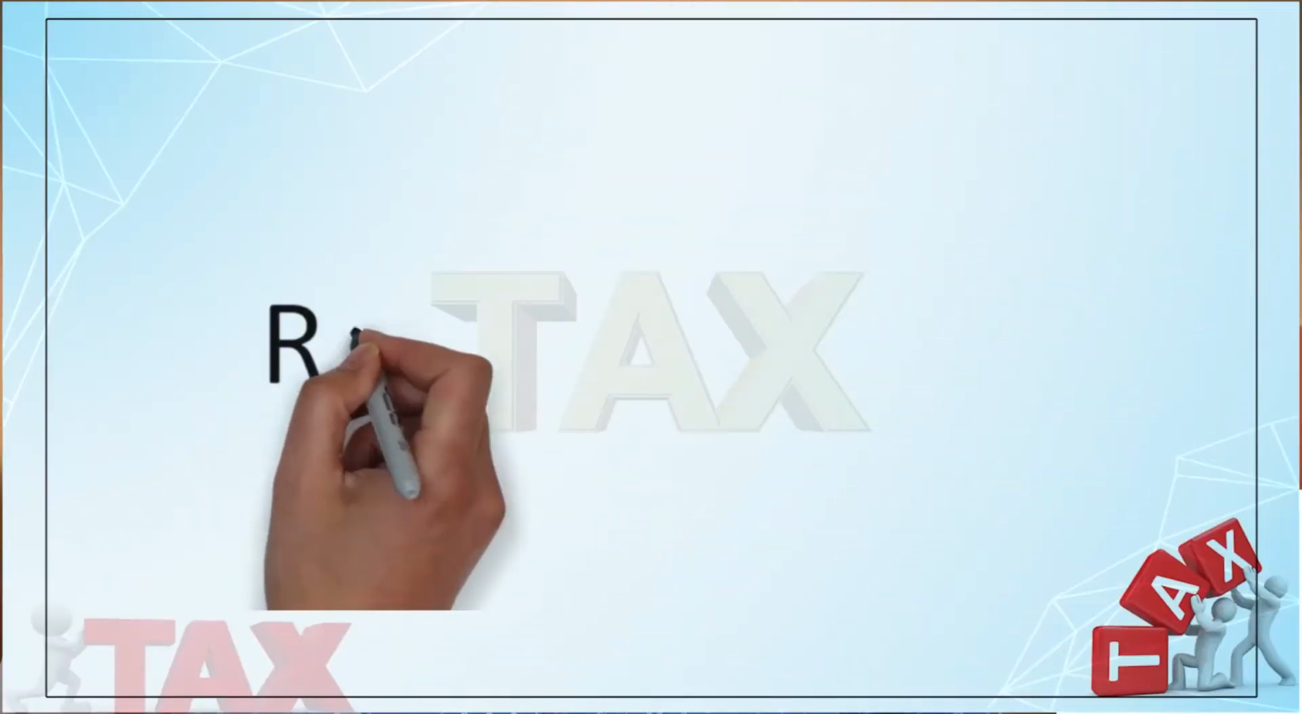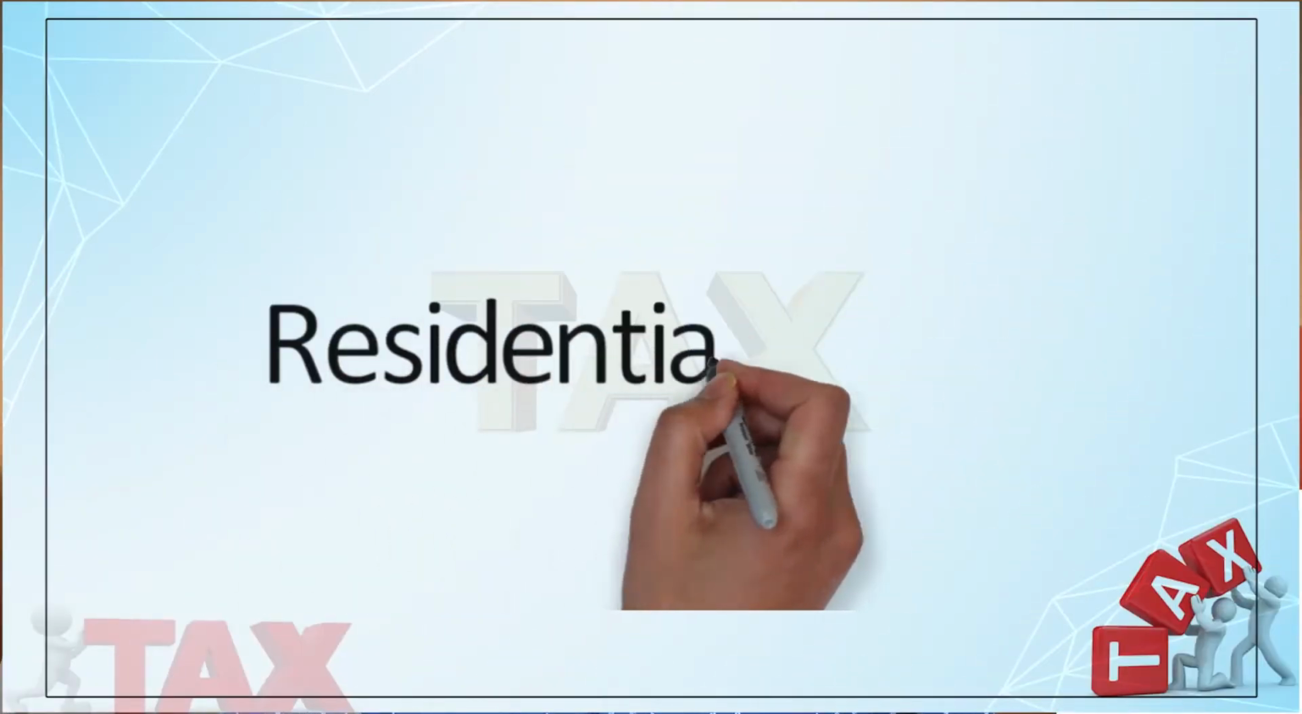Again, we can say the incidence of tax depends on two important factors: the residential status and the types of income, or we can say the nature of income of the assessee. Rather, I should say the residential status of the company and the types of income that is earned by the company. Now, what is residential status?